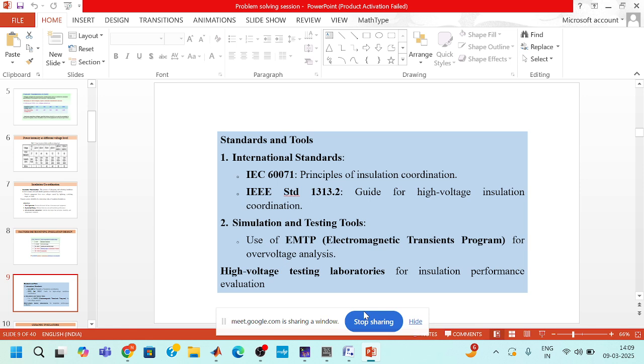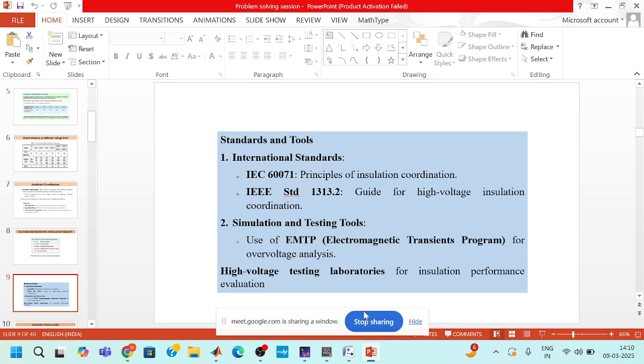That is some international standards like IEC 60071. It is the principles of insulation coordination. The second standard is IEEE Standard 1313.2. This standard is used as a guide for high voltage insulation coordination. These twin standards are very important for defining the insulation coordination and high voltage insulation coordination guide.